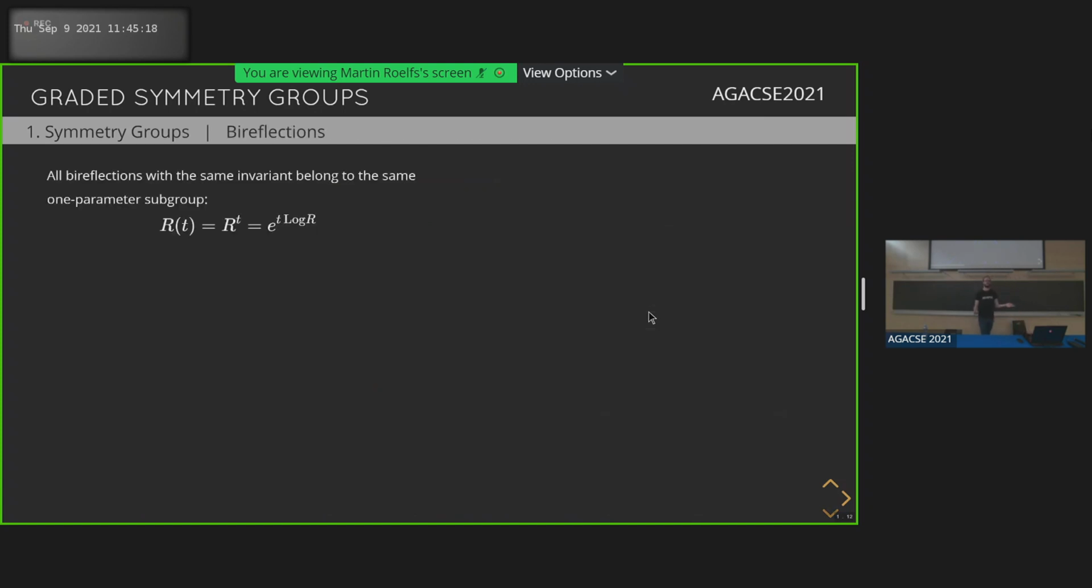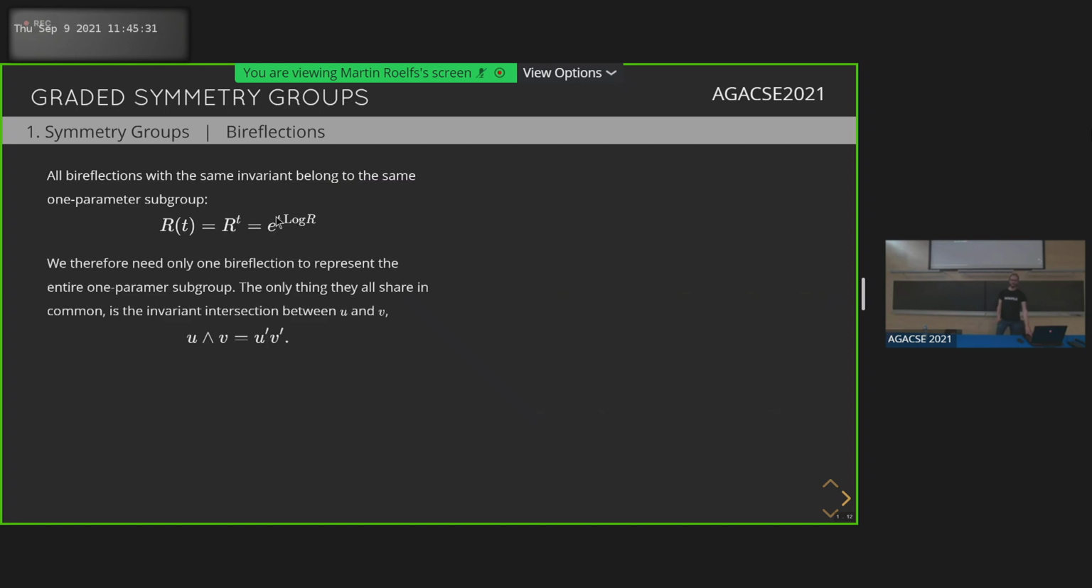So by reflections, in principle, if I have one of them, by taking that to the power of t, we know that they are all part of the same one parameter family. And so you only need one to represent the entire subgroup. And the only thing, as I've hopefully demonstrated, the only thing they all share in common is the invariant intersection between the two reflections. And so that is U wedge V.